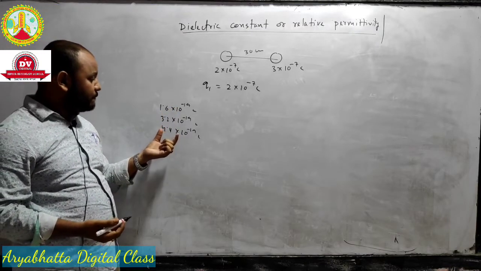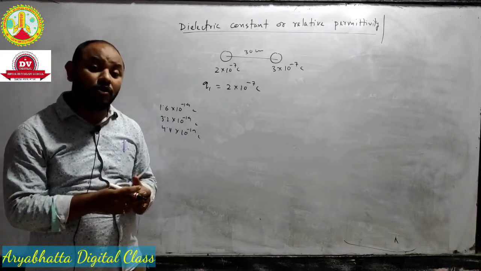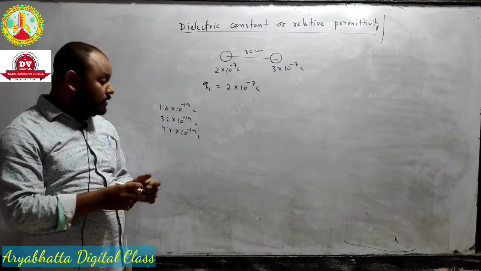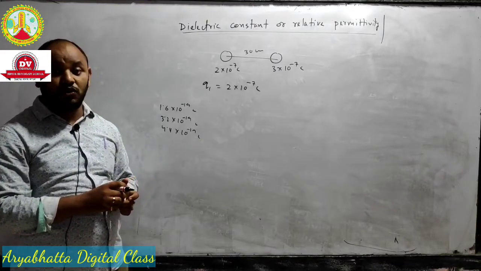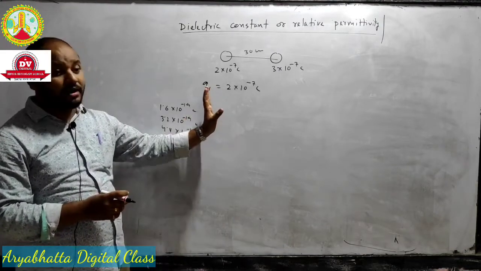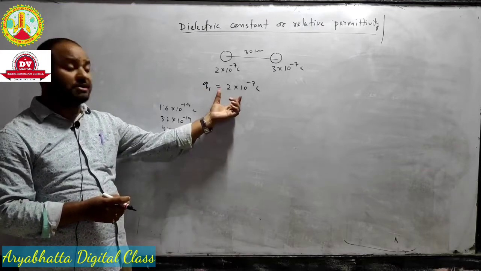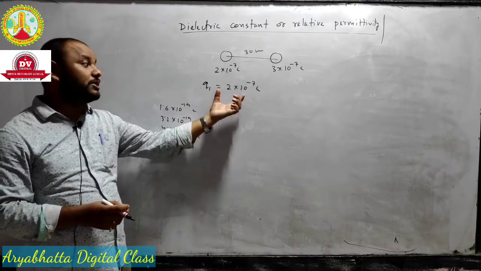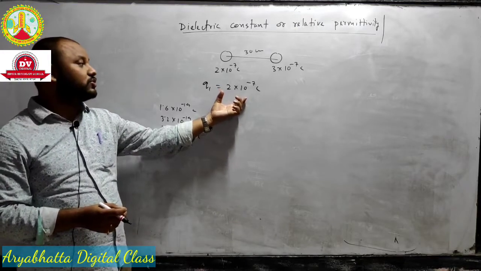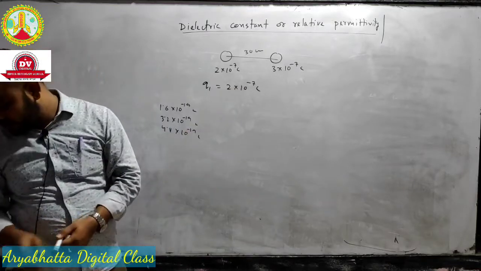Okay, what did I say? This quantization of electric charge is only valid for the microscopic level. For the macroscopic level, the quantization of electric charge is not valid. This is a very large amount of charge. In this case, the quantization of electric charge is not valid. Okay, so this amount of charge is possible.